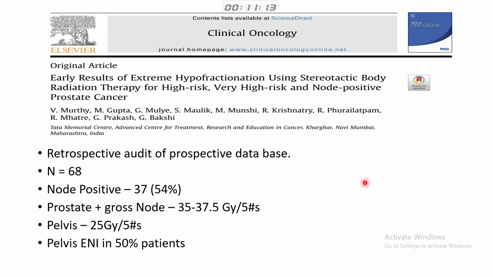One of the biggest sets of retrospective data from a prospectively maintained database included an audit of 68 patients. Among them, 54% of patients were node positive, and the treatment was to the prostate along with the gross node, given up to 35 to 37.5 Gray in 5 fractions. The whole pelvis was treated to 25 Gray in 5 fractions. This pelvic elective nodal irradiation was done in around 50% of patients who had either initial gross nodes or subsequent presence of nodes after the use of ADT also.